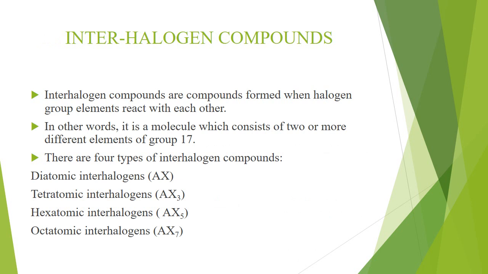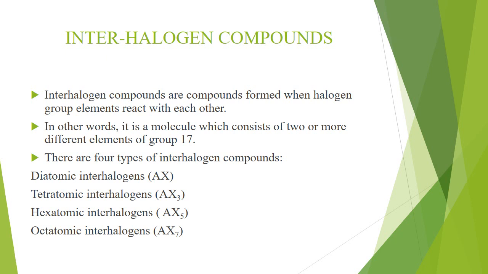Interhalogen compounds. Interhalogen compounds are compounds formed when halogen group elements react with each other. In other words, it is a molecule which contains two or more different elements of group 17. There are four types of interhalogen compounds. First one is diatomic interhalogens.